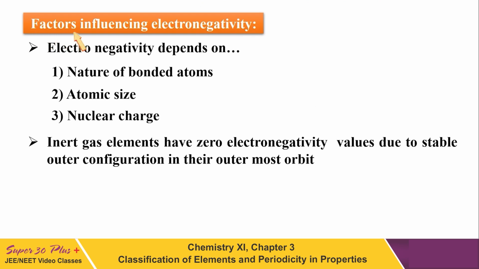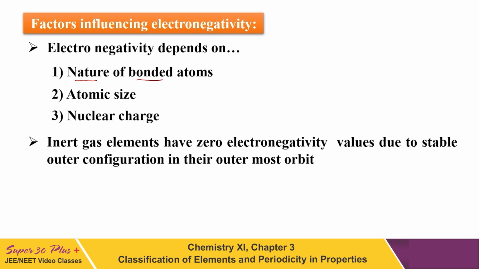Now what factors affect the electronegativity? Electronegativity depends on which factor? Number one factor is nature of bonded atom. Means those atoms which are forming covalent bond, what kind of nature they carry, whether they have same electronegativity or they are same kind of nature, means both are electropositive or both electronegative, or one is electropositive, another is electronegative, or vice versa.